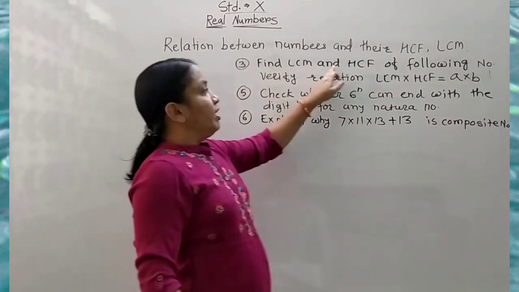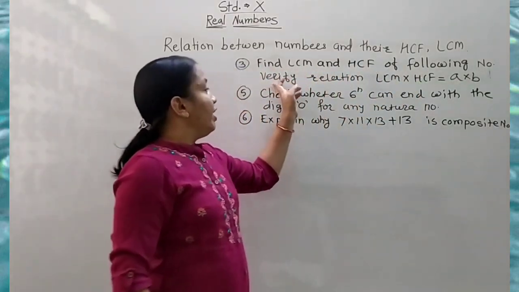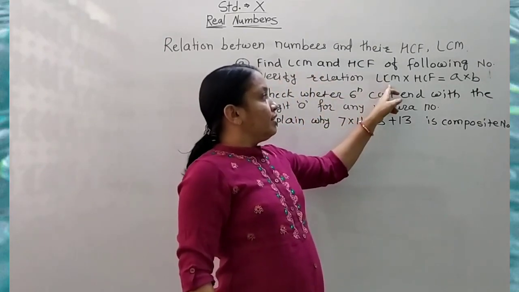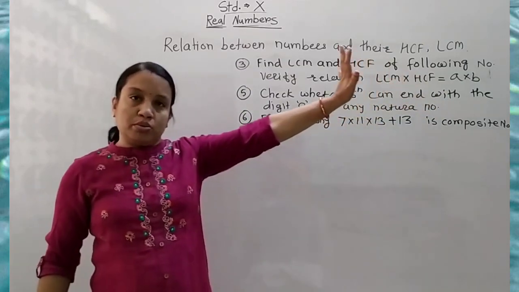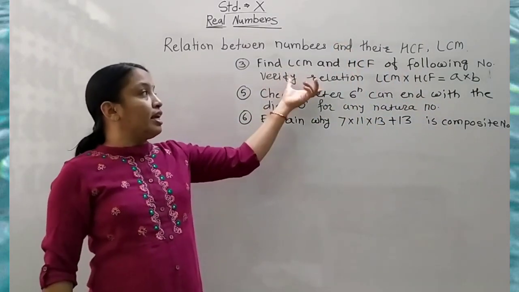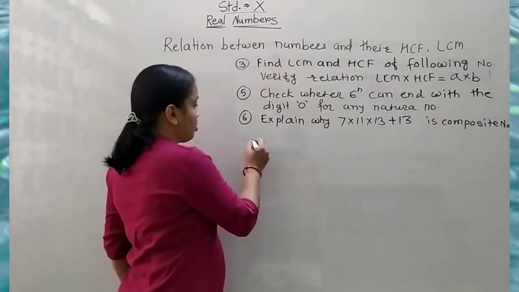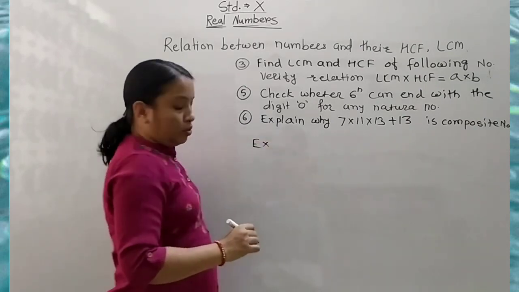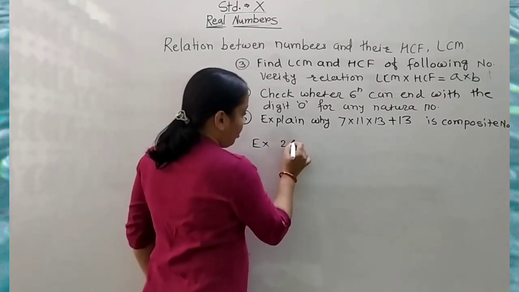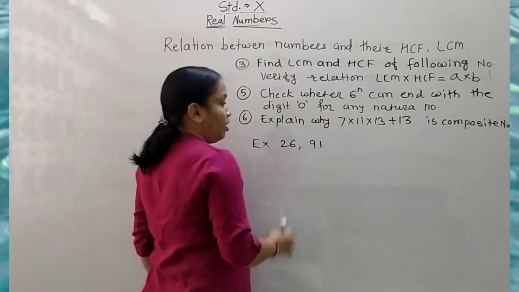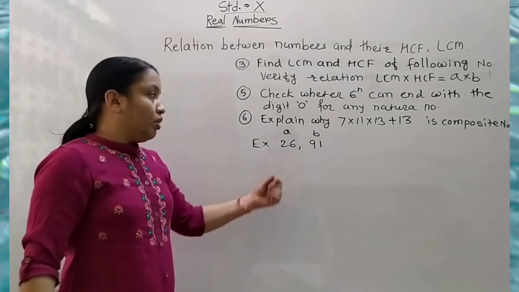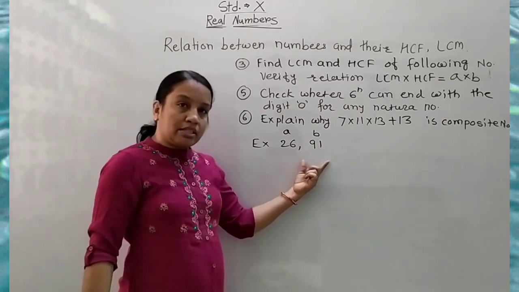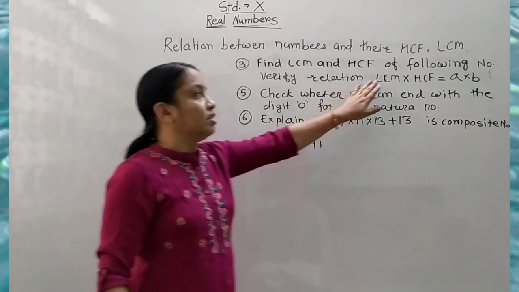Find the LCM and HCF of the following numbers. Verify the relation LCM into HCF is equal to A into B, where A and B are two numbers. I previously explained how to do this. For example, suppose two numbers are given, 26 and 91. A is equal to 26 and B is equal to 91. Now you have to find the HCF and LCM, and then verify this relation.